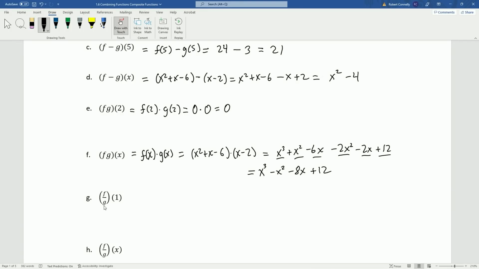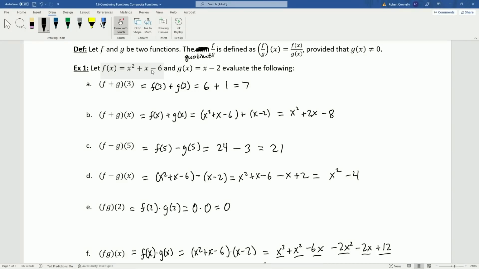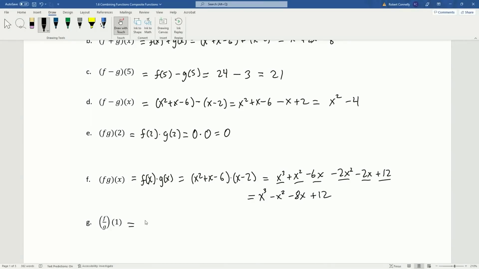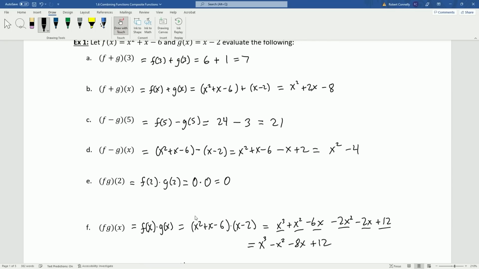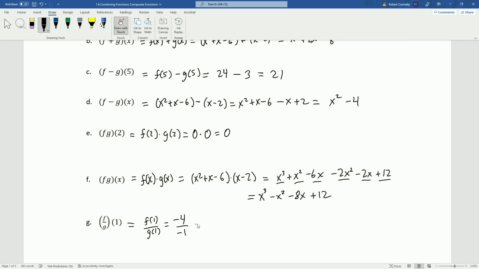Okay, f over g of 1. Well, f evaluated at 1 is 1 plus 1 minus 6, that's negative 4. And g evaluated at 1 is 1 minus 2, that's negative 1. And negative 4 divided by negative 1 is just 4.